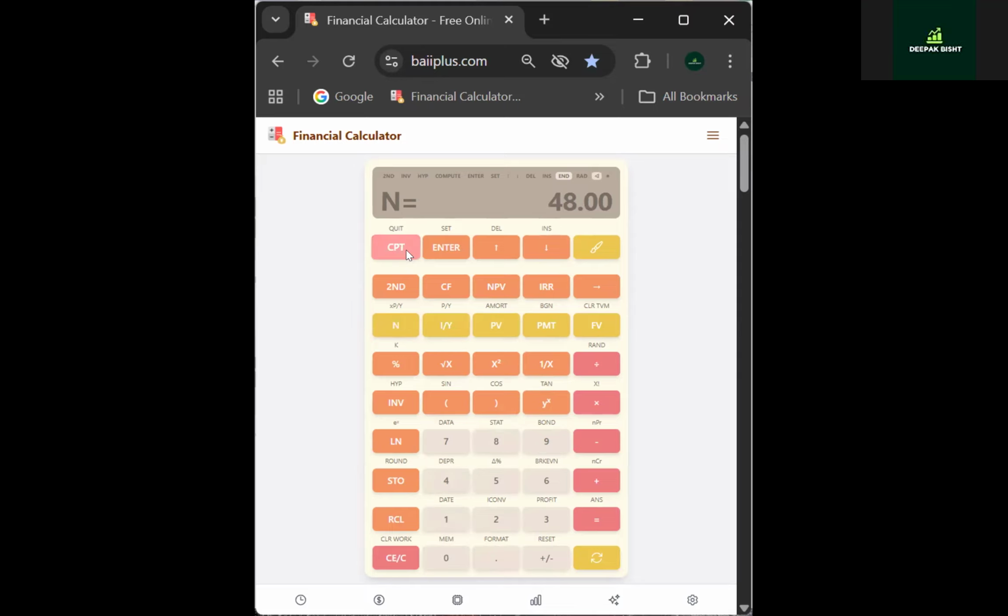The period N is 48. Now let's compute the I/Y here. I/Y is 0.78, and this is a monthly rate of return. So what we are going to do is multiply by 12, and again multiply this by 100 so that you can convert this into a percentage. So this is 9.4.